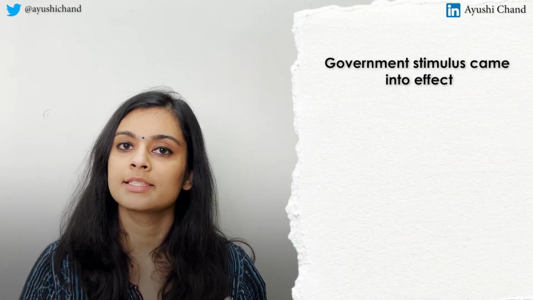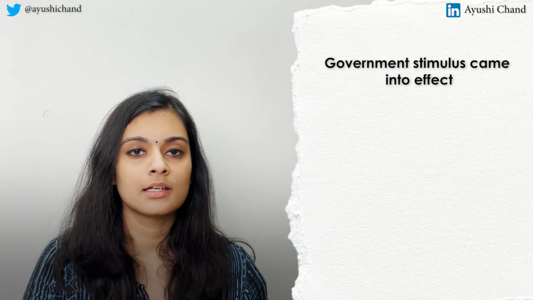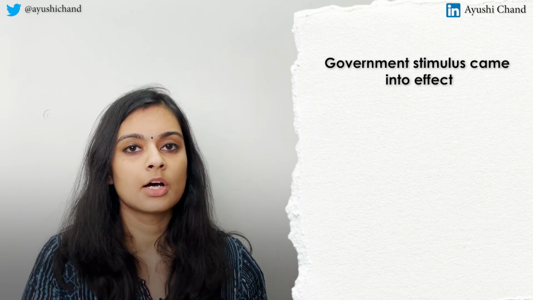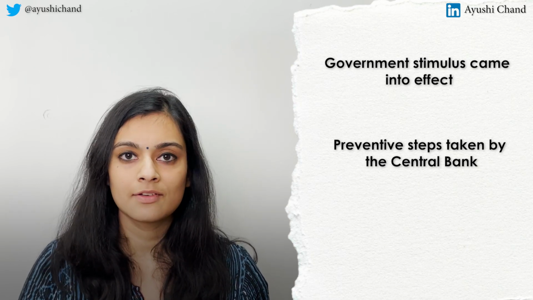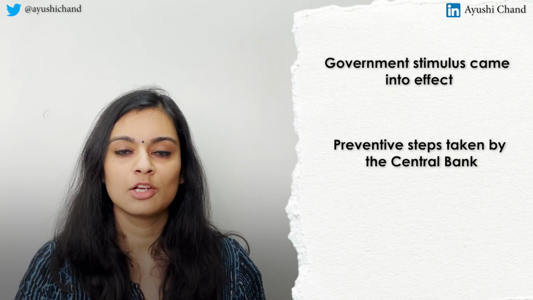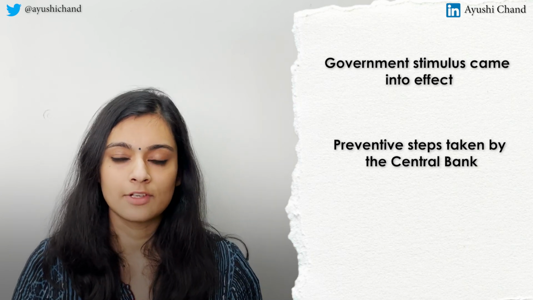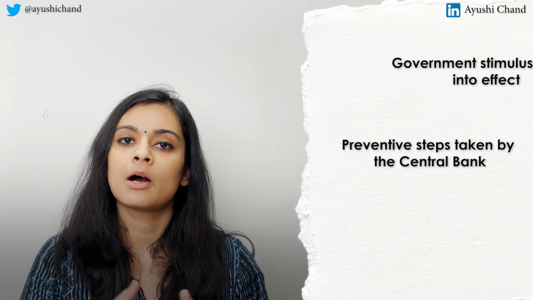Now, this kind of recovery can happen due to a number of reasons. For example, it could be that the government stimulus came into effect and it prevented a further downfall of the economy, or it could be because the central bank took some preventive steps in order to prevent the falling of the GDP further or to prevent inflation, and hence the recovery bounced back quickly.